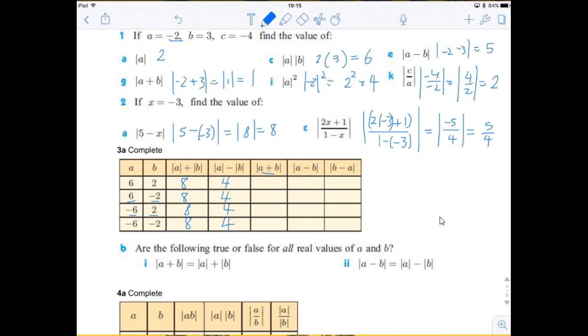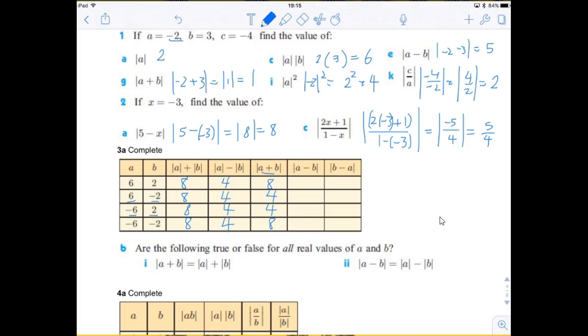Here we are going to take 6, add it to 2, we'll get 8, and then we'll take the modulus of that, which is also 8. 6 minus 2, which would be 4, modulus would also be 4. Negative 6 plus 2 would be negative 4, and the modulus of that would be 4. Negative 6 minus 2 would be negative 8, and the modulus of that would be 8.